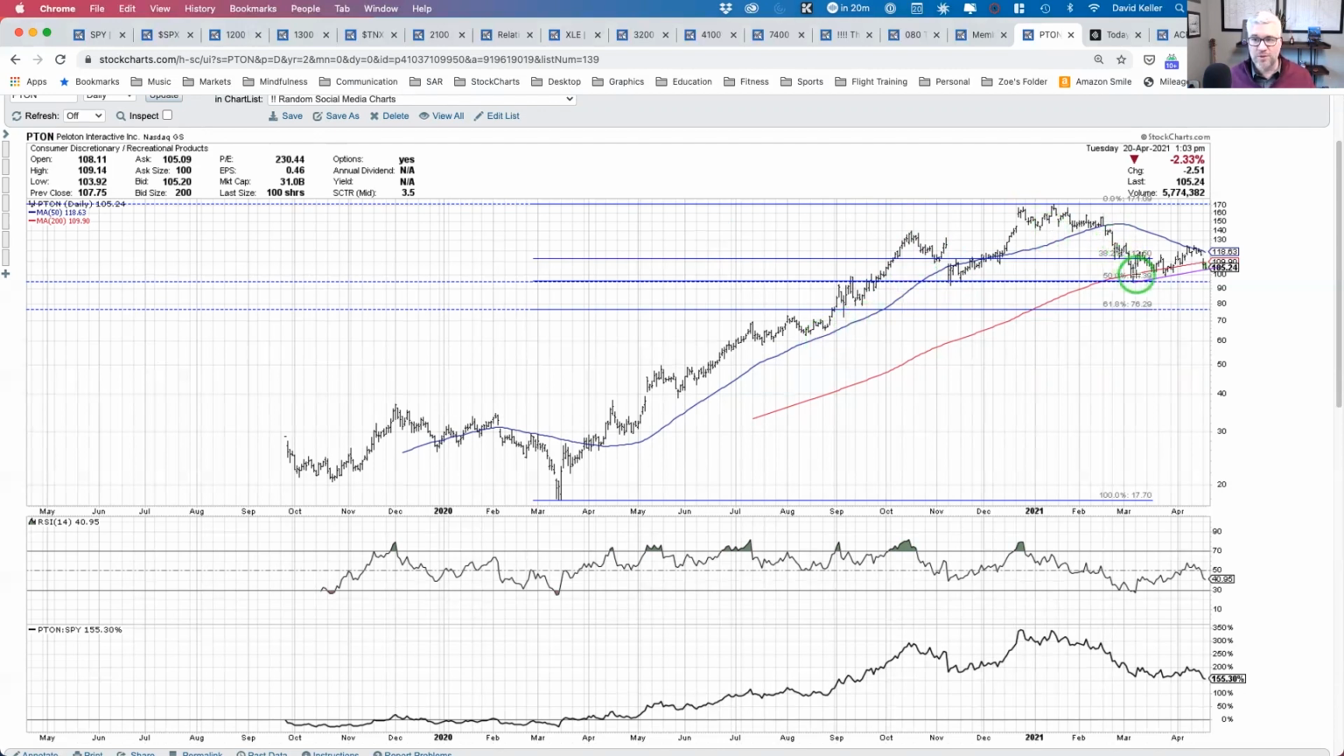Look at how all of that has really changed or started to change here in 2021. Now, all of a sudden, we're no longer making new highs. Every high is actually a little lower than the previous one. Now, the question is, do we make a new low?